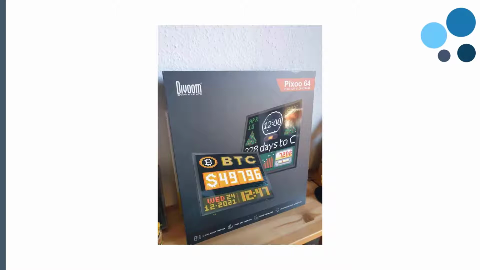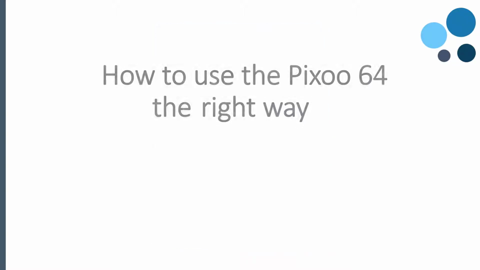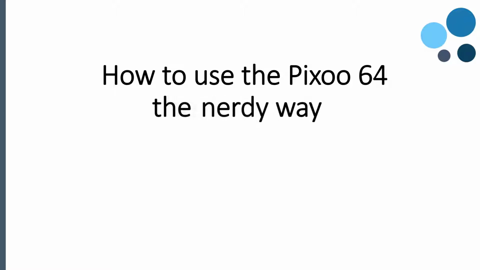The interesting thing is that there are some applications installable. For example, you can just see the results from the Olympic Games. And the question is, okay, how can we achieve these kinds of applications when buying such a device? And so the question came up to me, how can I use the Pixoo 64 in the right way? Which of course means for me, how can we use the Pixoo 64 the more nerdy way?